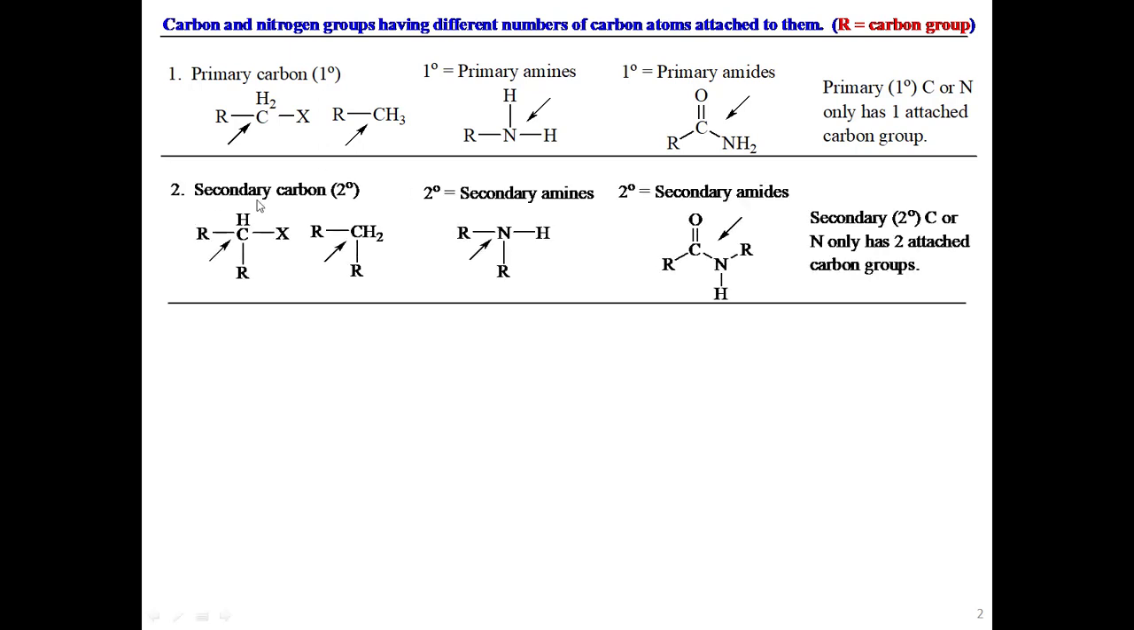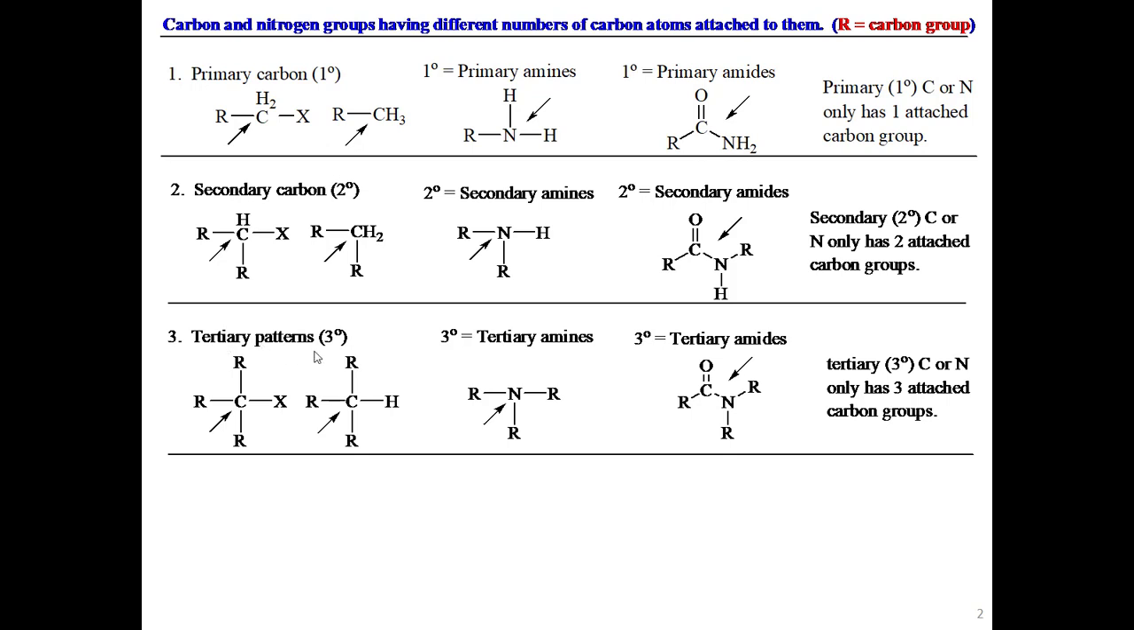If we go to secondary, secondary means there's two carbons attached, and so that could be two carbon groups attached to a carbon that has something else on it, or it could be two carbon groups attached to a CH2. These are both secondary carbons that we're looking at. For nitrogen, we have secondary amines, where two carbon groups are on the nitrogen, and then there would be an H. Or it could be a secondary amide, where one of the groups is the C double bond O portion, and another is just a simple carbon group with an H. That would be a secondary amide.